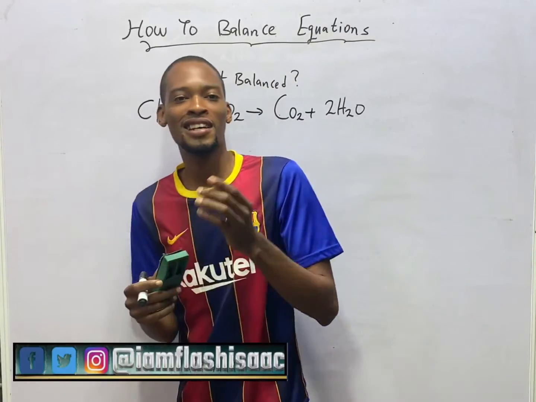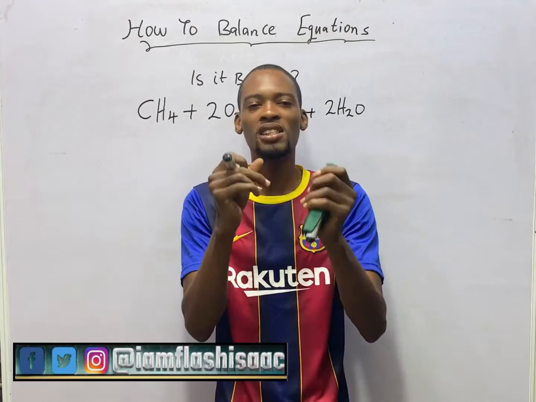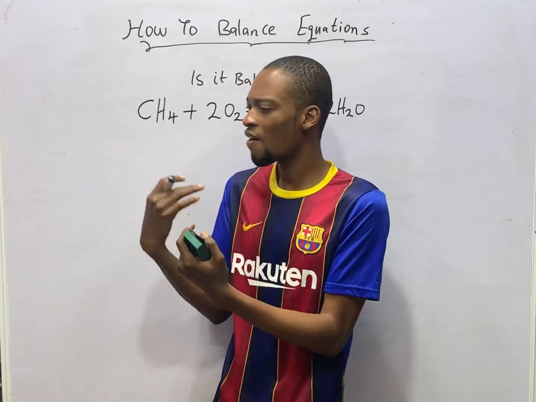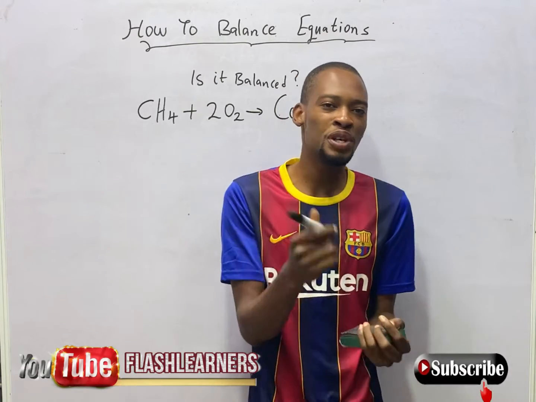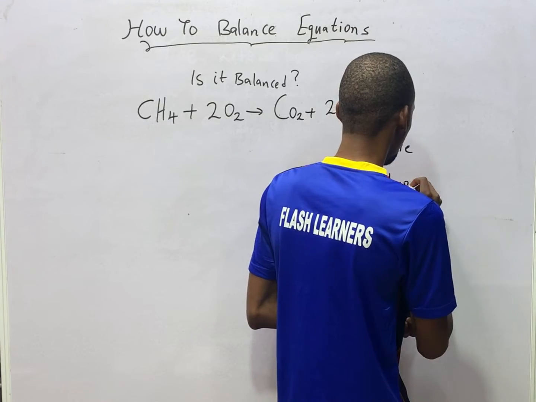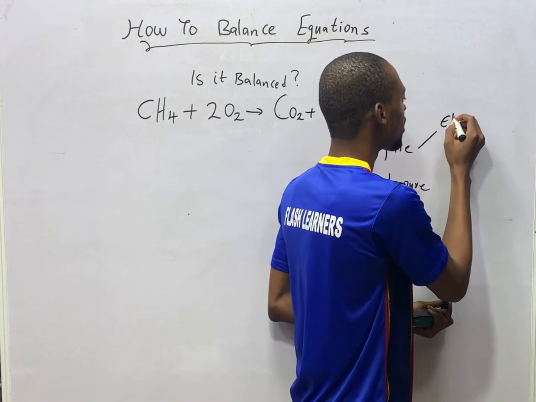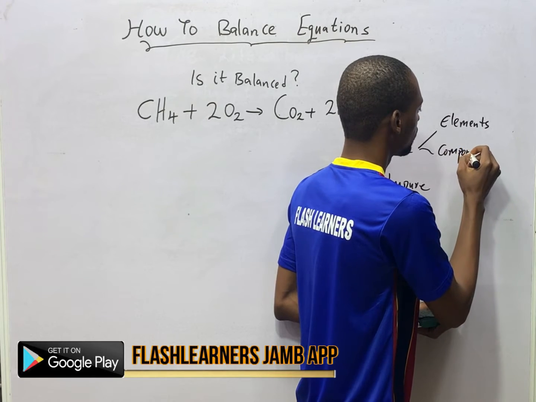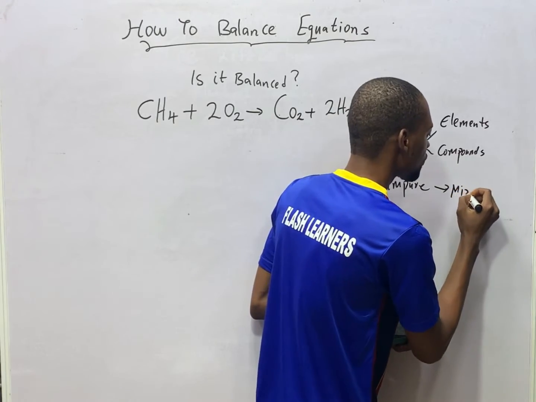Remember that chemistry is the study of the composition, properties and uses of matter. Now what is matter? Matter is anything that has mass and occupies space, and it is divided into pure and impure substances. Pure substances are elements and compounds, while impure substances are referred to as mixtures.